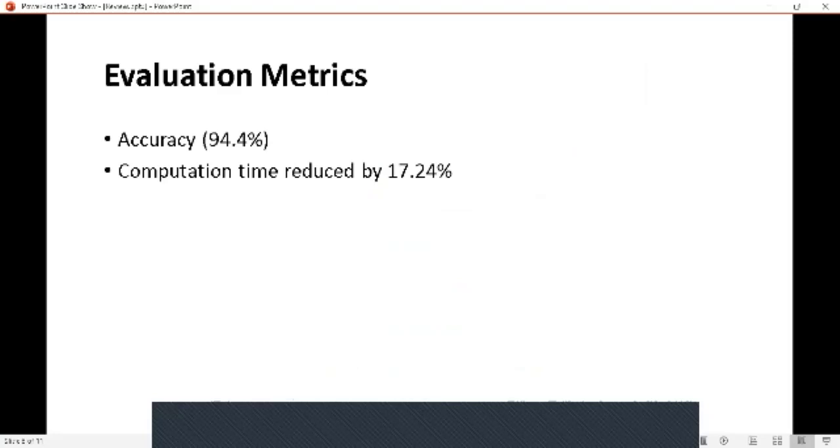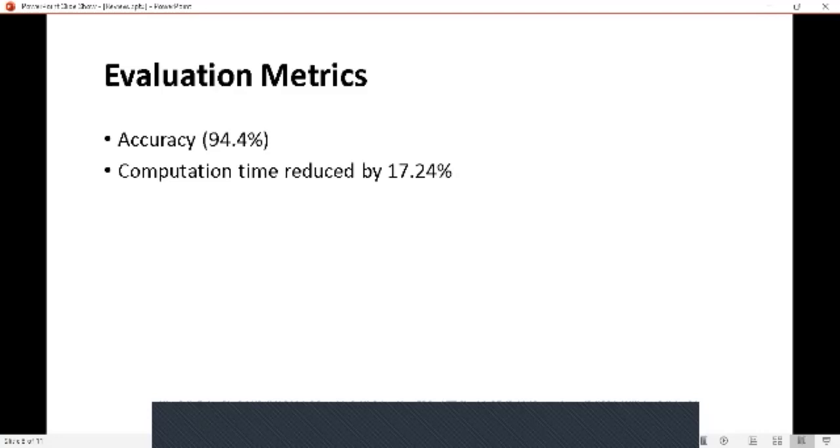Evaluation metrics. These very researchers mentioned the accuracy, which is the one measuring the efficiency of these models, and also the computation time, which is in terms of percentage as well. And of course, according to their research, they are telling us that the computation time is reduced by 17.24% if you use artificial neural networks compared to others.